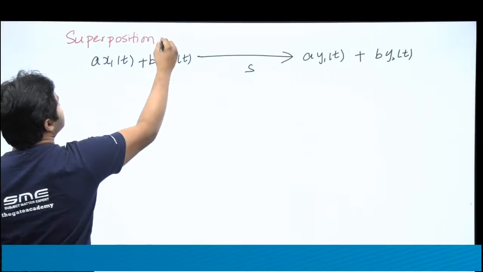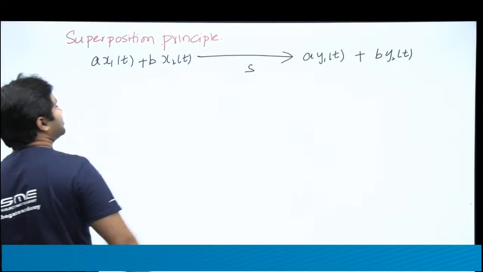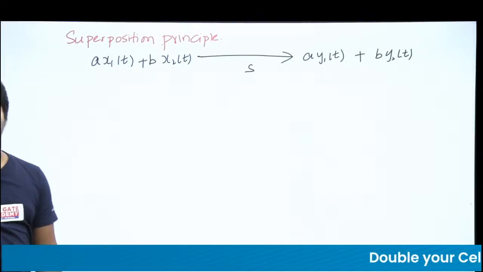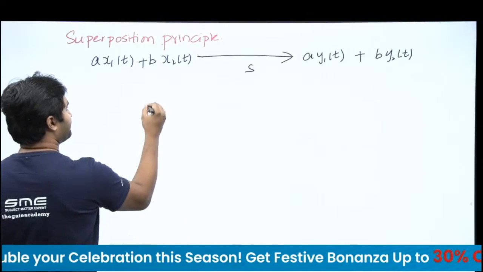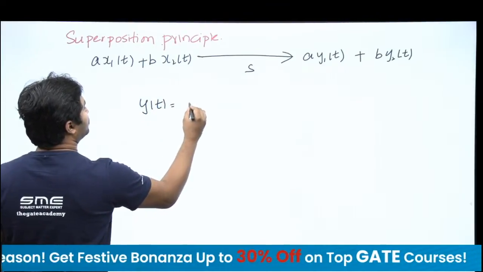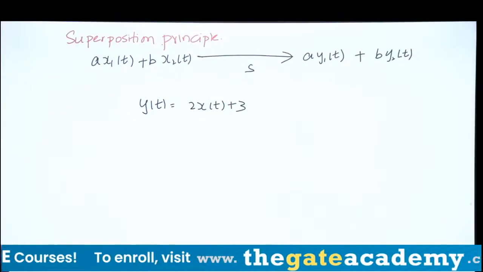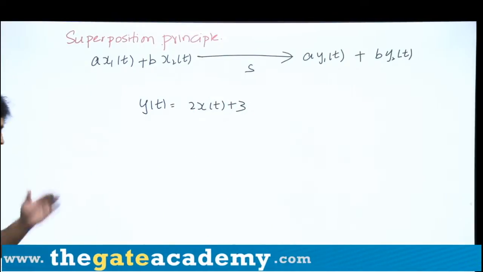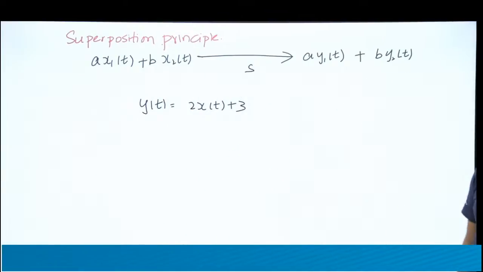But I told you already, from the examination point of view, it is sufficient to check the homogeneity. For example, let us take an example here. y of t is equal to 2 into x of t plus 3.